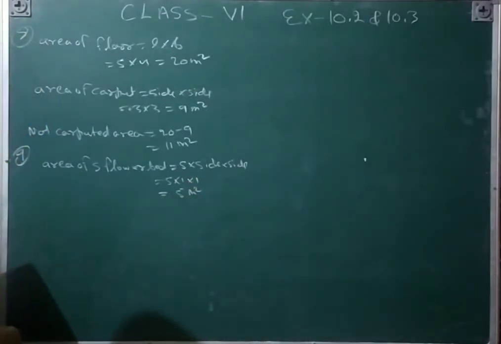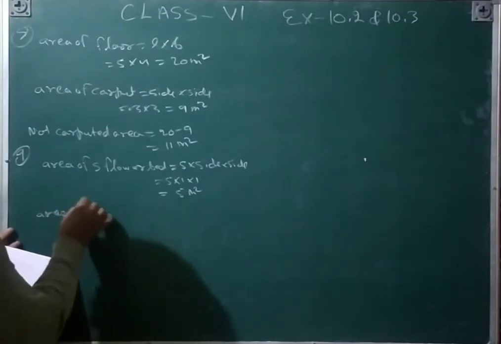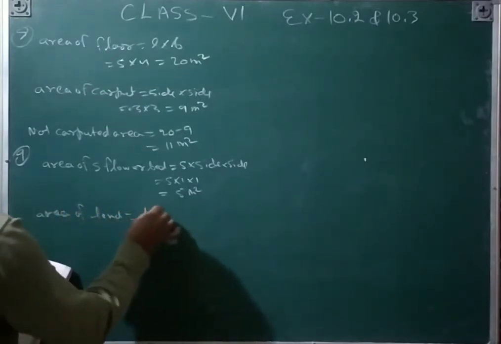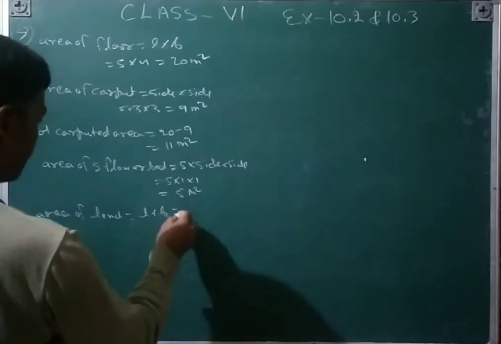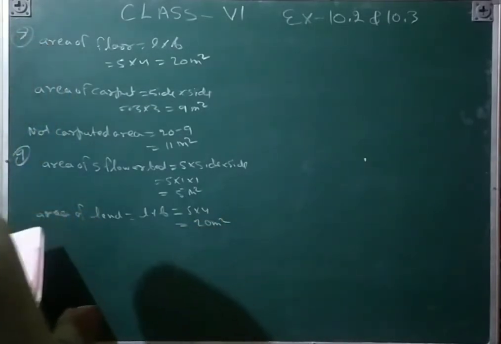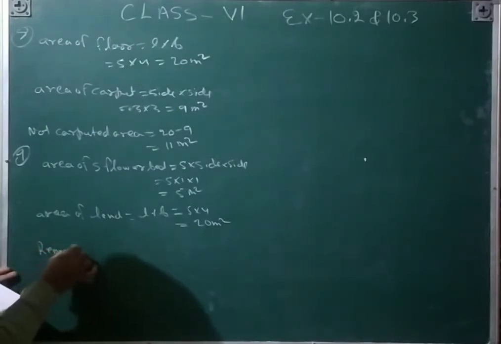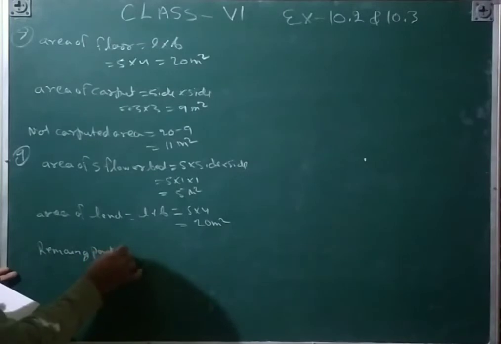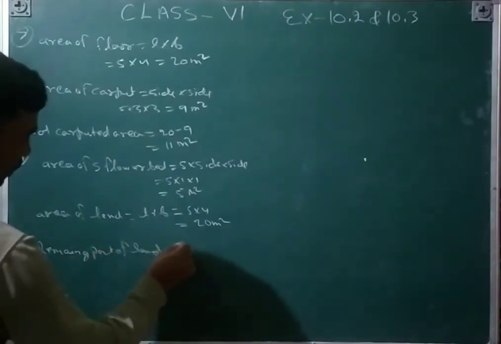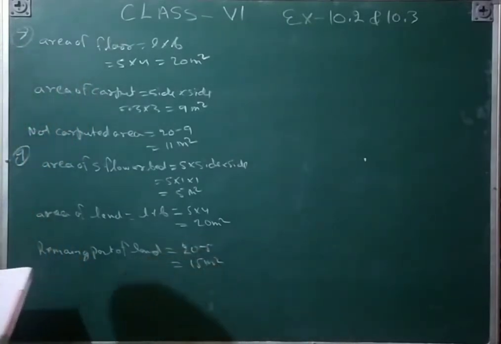And then dug on a piece of land 5 and 4. So area of land is equal to L into B, that is L is 5 into 4, that is 5 4 ja 20 meter square. And then remaining part of land is equal to 20 minus 5 is equal to 15 meter square.